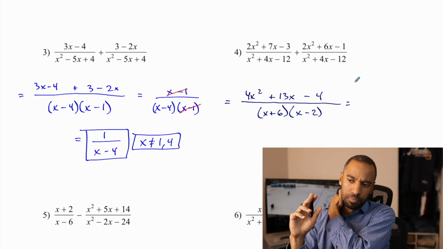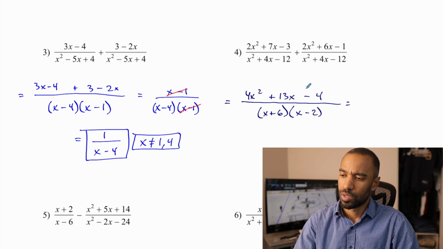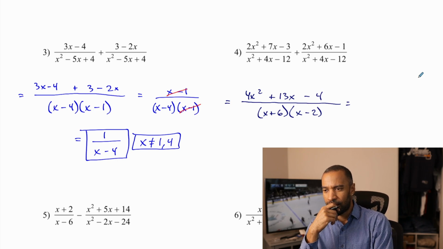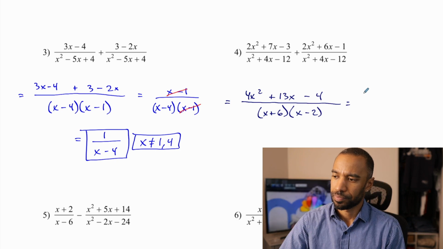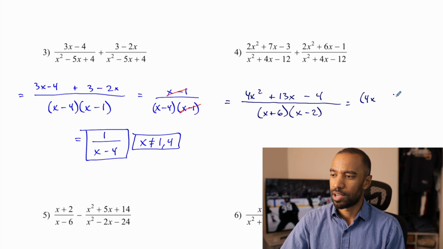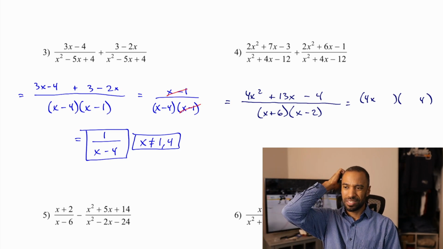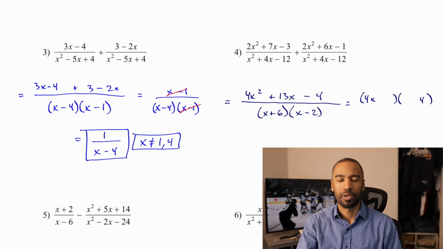Well, maybe it's not possible. Okay, now I was thinking maybe it was possible, but maybe it's not. Let's see. 2 and 2. Let's try this. The only possibility is if we have this, a 4. No, I guess it's not factorable there. I was hoping it would be.